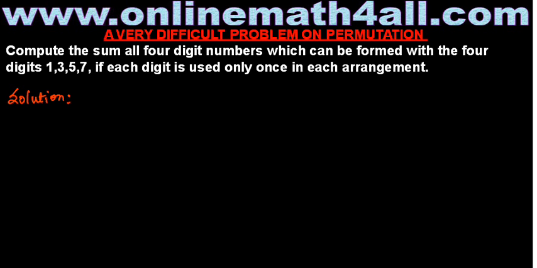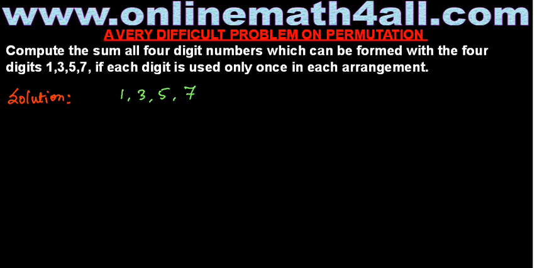Here we have 4 digits 1, 3, 5, 7. Now I am going to form a 4-digit number, because in our problem it's clearly given. So we have 4 digits, and since I am going to form a 4-digit number, I am going to consider all these given 4 digits. Out of these 4 digits, I am going to select all the 4 digits and form a new number.